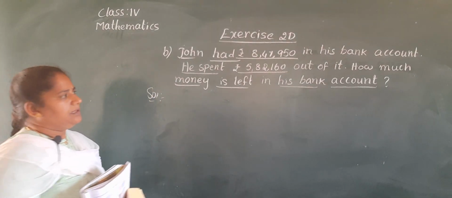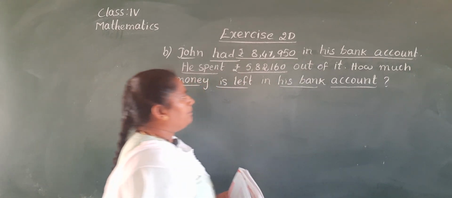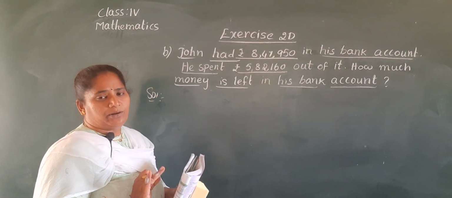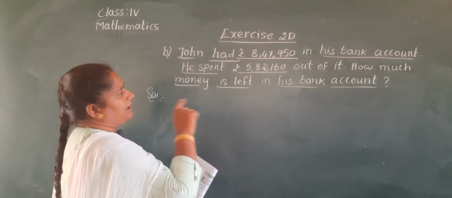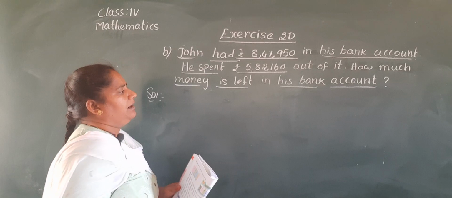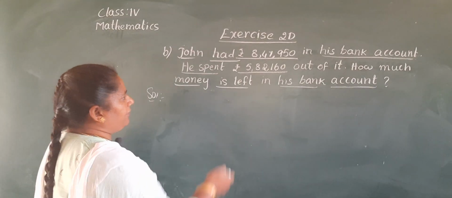Okay. So left means what we do? These are the important points. So first you read the problem, try to understand the problem and underline the important points, and just you see the keyword left. Left is the keyword for subtraction. Come on, frame the steps.